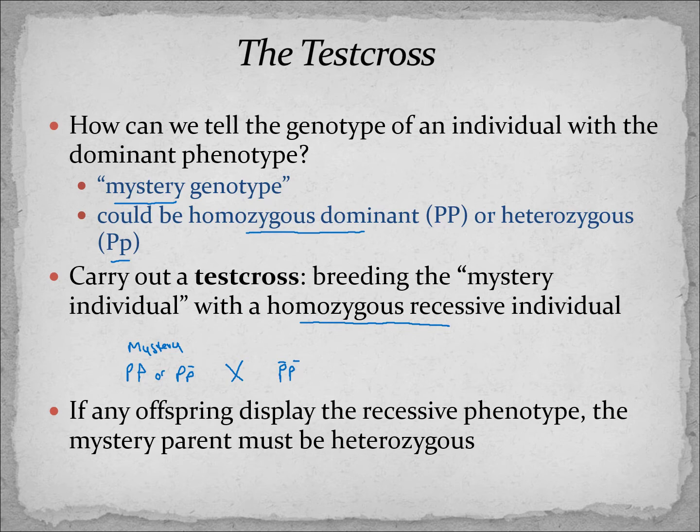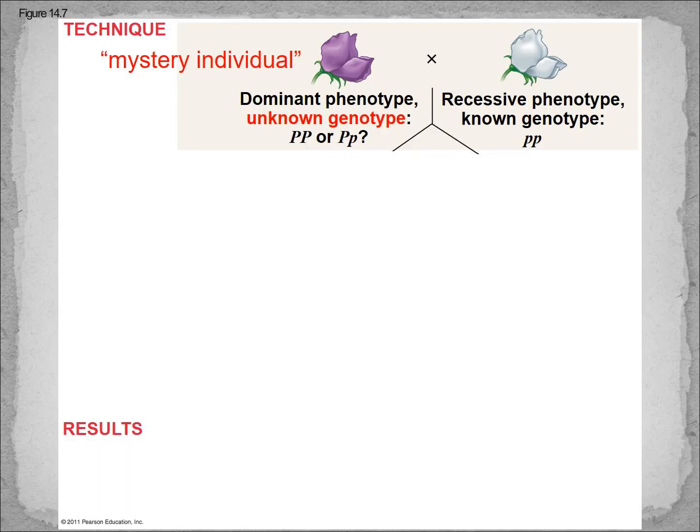Now, after you do the test cross, what you want to determine is what the phenotype of all the offspring are. So if any of the offspring have the recessive phenotype, then the parent must have been a heterozygote, right? In order to produce two little p, right? So remember a recessive phenotype, both parents must carry one of the recessive alleles.